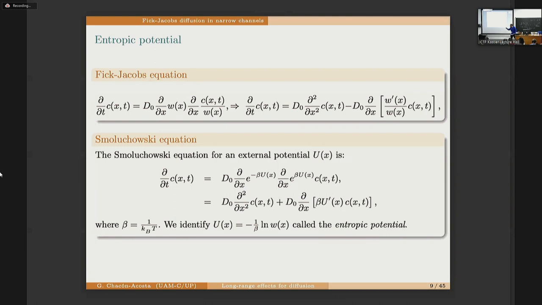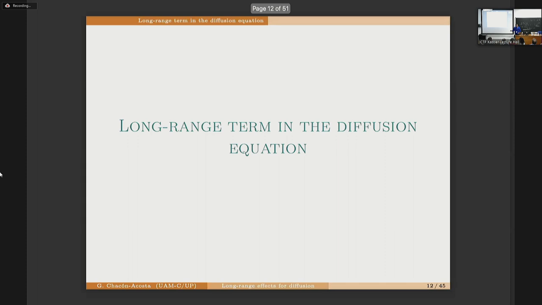How can we interpret this if we rewrite the Fick-Jacobs equation? The Smoluchowski equation, generally speaking, is a Fokker-Planck equation with this drift term that is due to the shape of the channel, and then we have this entropic potential here. But then we want to add this long-range term to this equation.